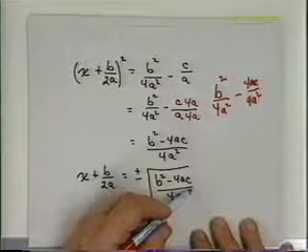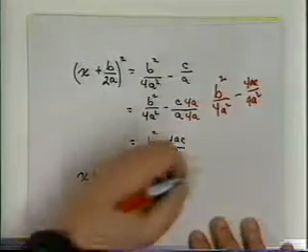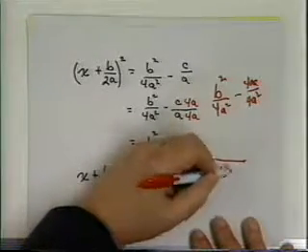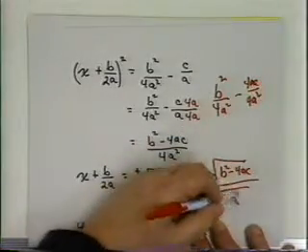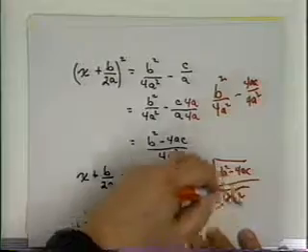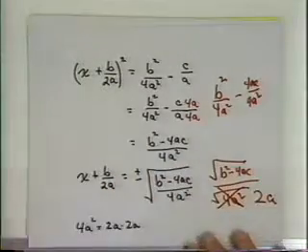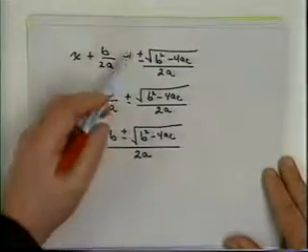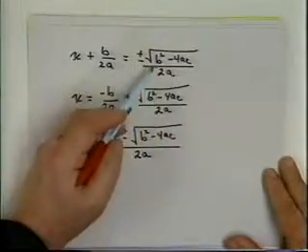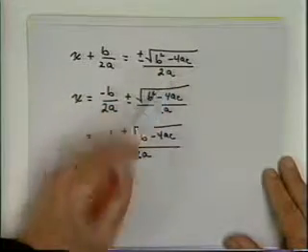That means I can take this out. So in other words, this is the square root of b squared minus 4ac over the square root of 4a squared, but the square root of 4a squared is just 2a. And what that means is I can rewrite this as x plus b over 2a equals plus or minus the square root of b squared minus 4ac over 2a.